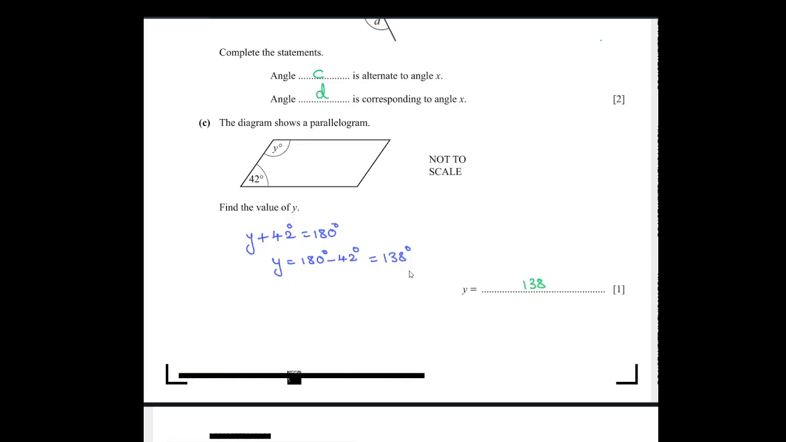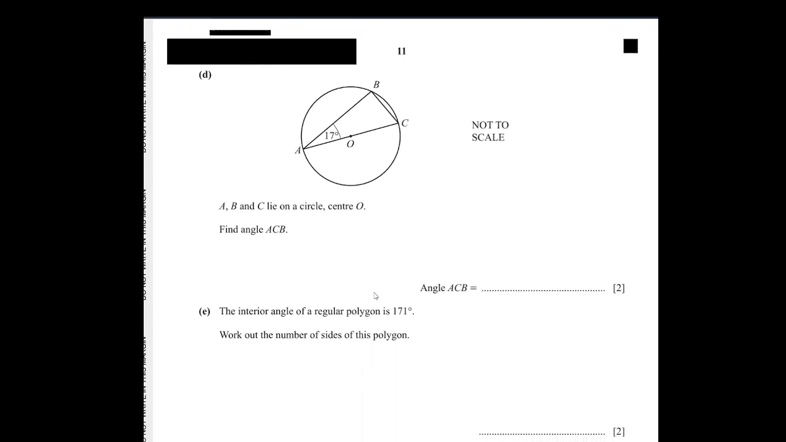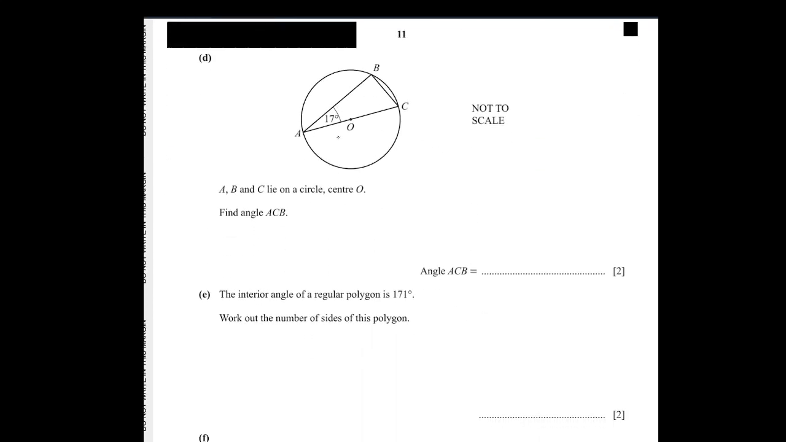Question number C is done. D now. There is a circle with a triangle in it. A, B and C lie on a circle, center O. Center is O here and A, B, C are on the circle. Find angle ACB. Now ACB we need to find out.